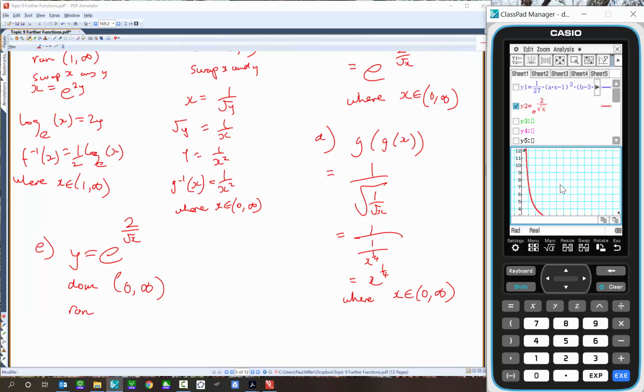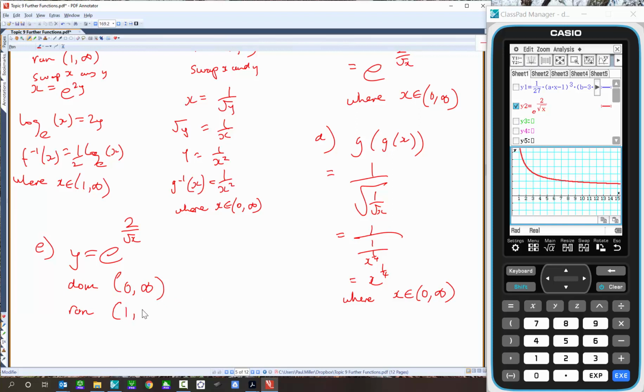All right, so what it's going to do is asymptote. Now that makes sense because if this is a really small number, 2 divided by a really small number is a really big number, and then e to the power of a really big number is a really big number. So it's asymptotic there. Now, as x gets bigger and bigger, it's going to root it, which makes it smaller, e to the 0. So it's going to asymptote at 1. So our range is going to be 1 to infinity. Again, I'm speculating a little bit on that.